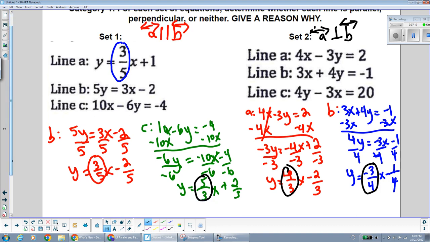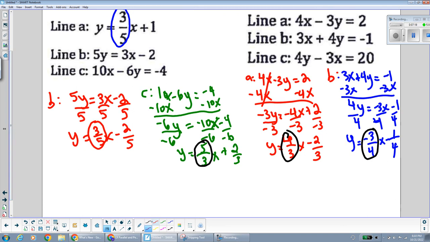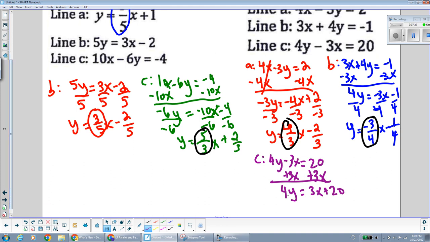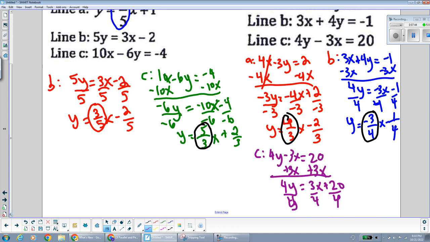Let's see if line C has a relationship to either of the other lines. So let me write down the equation, and we will move everything away from the y term. And lastly, we just need to divide everything by 4. Let me get a little bit more space here. So we have y is equal to 3 over 4x plus 5. So I see that the slope is 3 over 4.